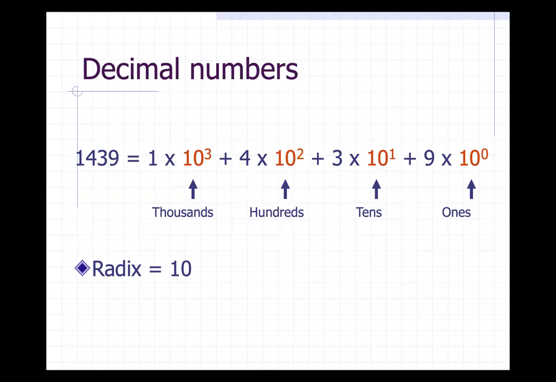Decimal to others. Suppose we start with a decimal value, 1439. This is our decimal value, to convert to binary, octal, or hexadecimal. At first, these three converting rules are the same. This is the decimal number. If you convert to binary, then divide by 2. If you convert to octal, then divide by 8. If you convert to hexadecimal, then divide by 16. Clear?